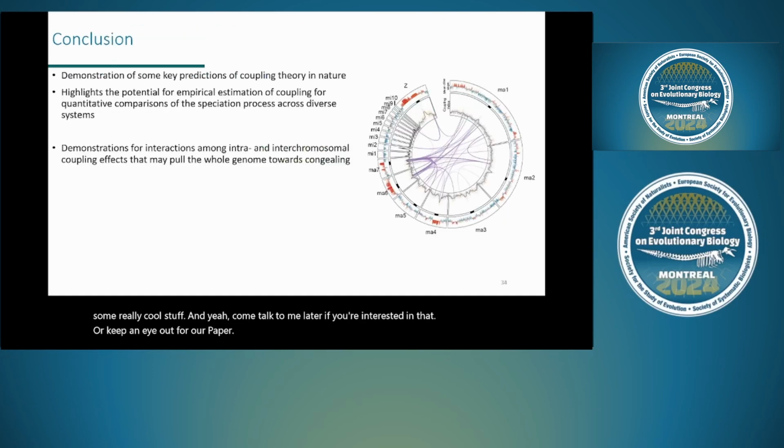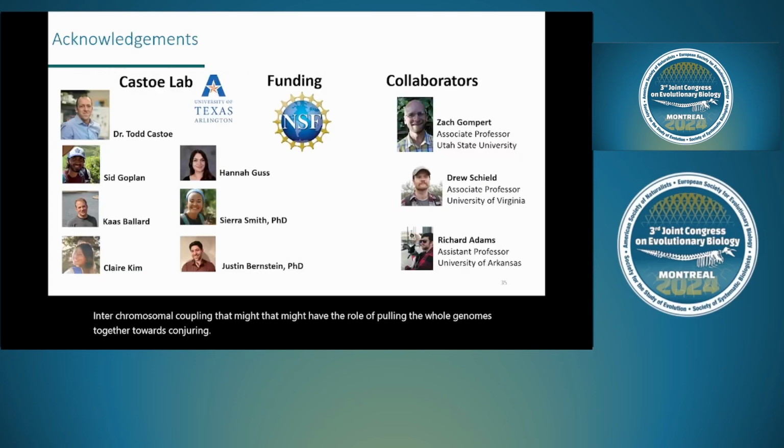Okay, so in conclusion, we demonstrate here some key predictions of coupling theory in nature, and we highlight the potential of this method for quantitative comparisons of the speciation process across diverse systems. And we also demonstrate some interaction between intra- and interchromosomal coupling that might have the role of pulling the whole genomes together towards congealing. And with this, I want to thank my awesome lab, the Castoe Lab, and our collaborators, and I'll take any questions.